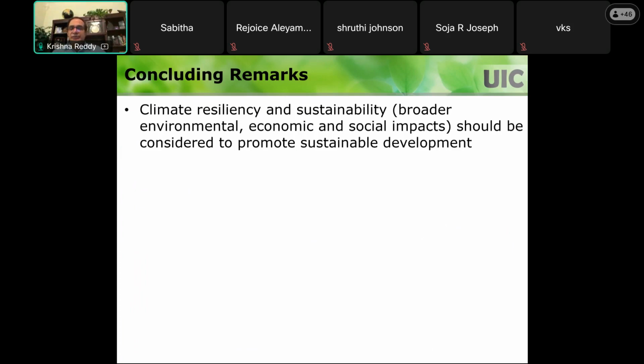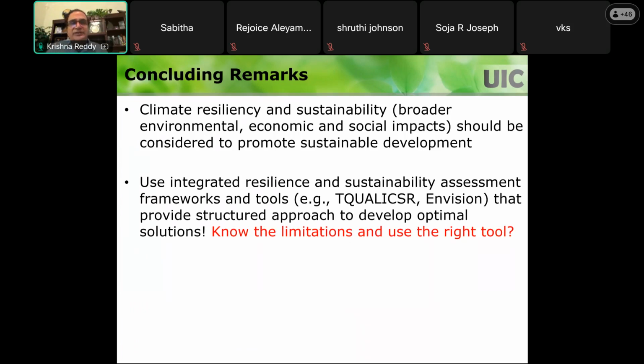So I hope you understand the importance of this one, and if you consider these, then you are promoting sustainable development or the sustainable development goals as per the UN. So how do we do this? It's always easy to say that. I mean, you probably know people use the sustainability word, the resiliency word indiscriminately, whether they understand it or not.